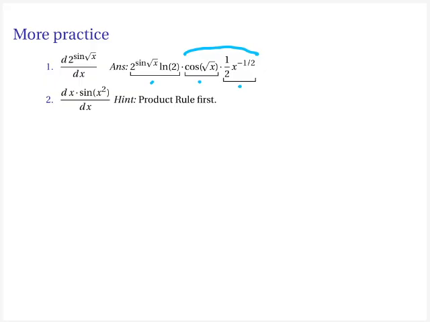Okay, the other one, the derivative of x times sine of x squared dx. And you see the hint, there's a times there, so the outermost thing you have to take the derivative of is the product of two things, so it calls for the product rule.